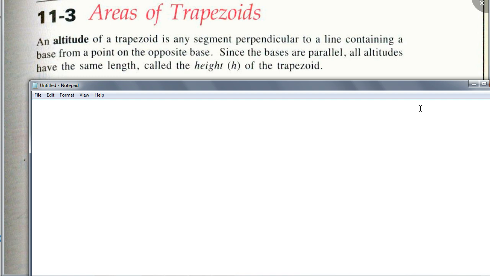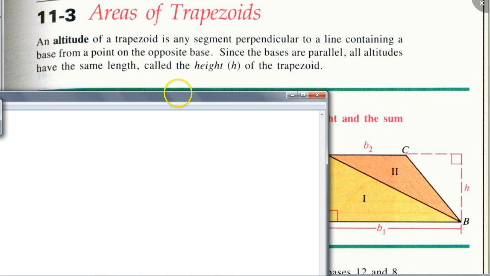Yeah, I get parallelogram, right? Rectangle, parallelogram, yeah, it's all similar, right? So it's just basically a perpendicular segment. What does it say? Any segment perpendicular to a line containing the base from a point on the opposite side of base. So here's a picture.